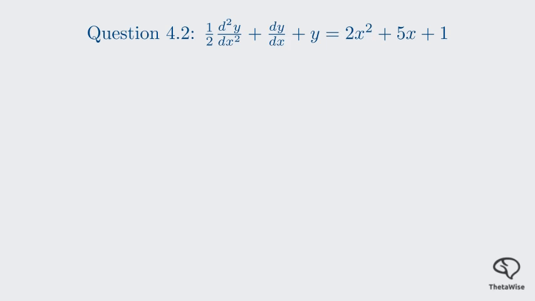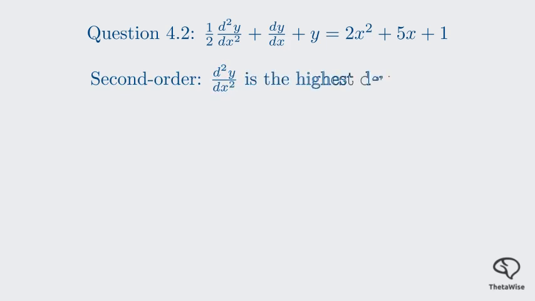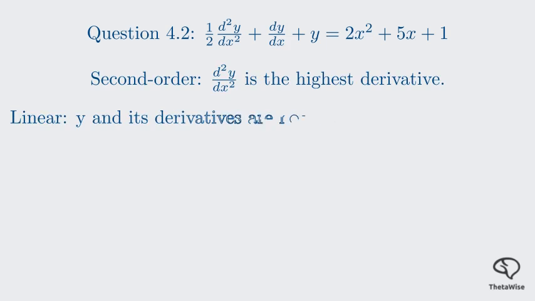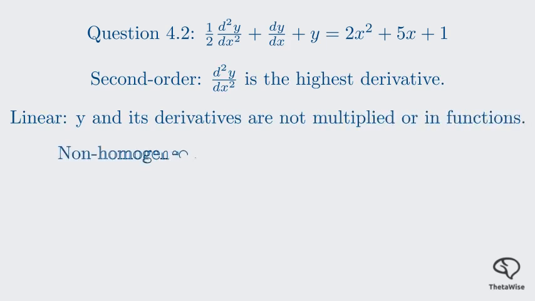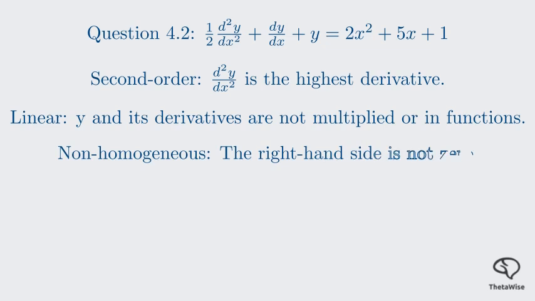This is a second-order, linear, non-homogeneous differential equation. It's second order because the highest derivative is a second derivative. It's linear because the derivatives of y and y itself are not squared or in a function. And it's non-homogeneous because the right-hand side is not 0.